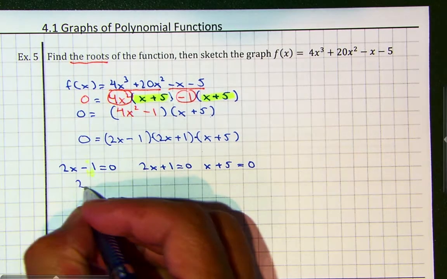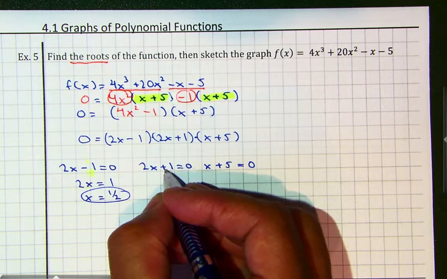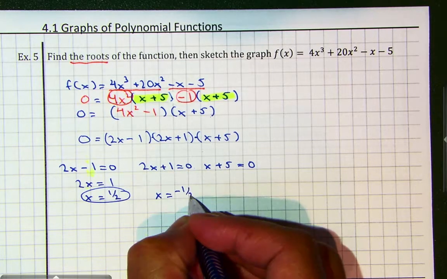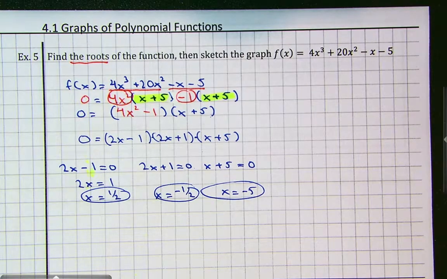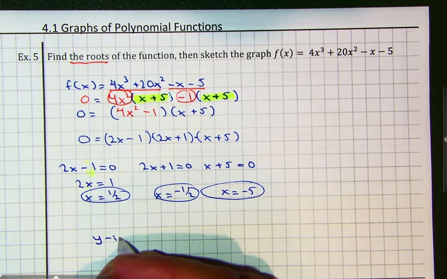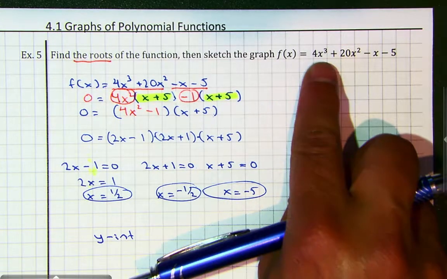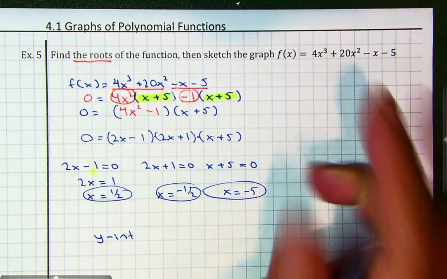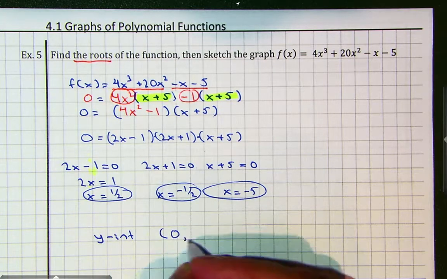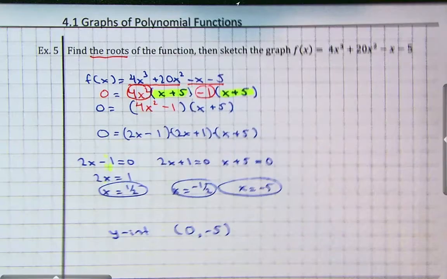Move the 1 to the right becomes a positive 1. Divide by 2 will be 1/2. Move the 1 to the right becomes a negative 1. Divide by 2 gives me negative 1/2. Move the 5 to the right becomes a negative 5. So those will be my roots. One more thing that I need you guys to find is your y-intercept. Now remember that in order to find your y-intercept, you let x equal to 0. So this cancels out, this cancels out, this cancels out, so you end up with negative 5. So your y-intercept will be 0, negative 5. And we're going to use all that information to be able to make a quick sketch.